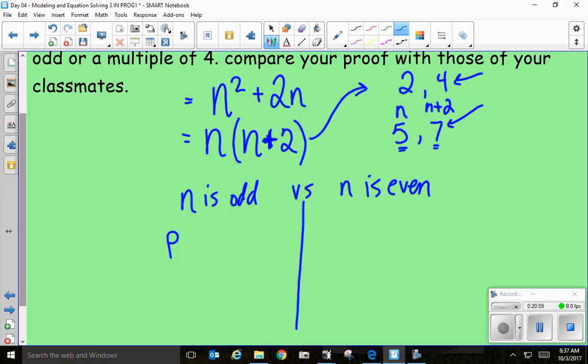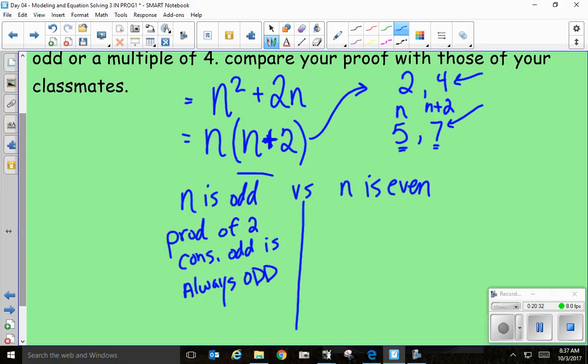What about 3 and 5? That would be 15, which is odd as well. The product of 2 consecutive odds is always odd. Okay? That's the first part of our answer.